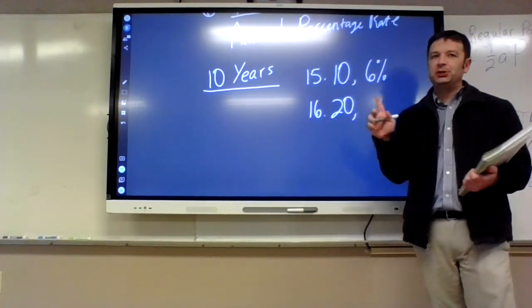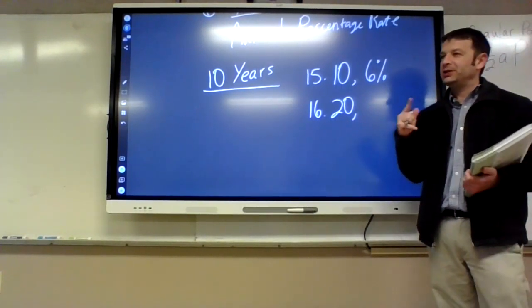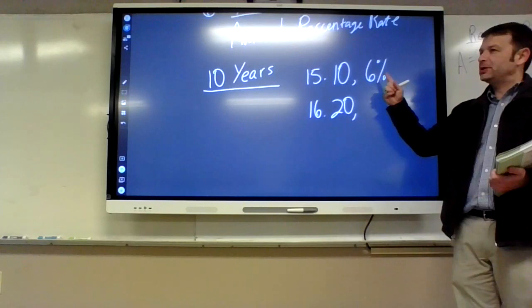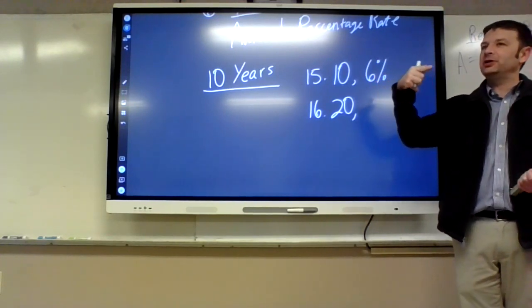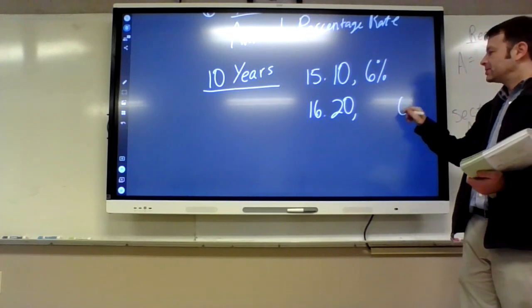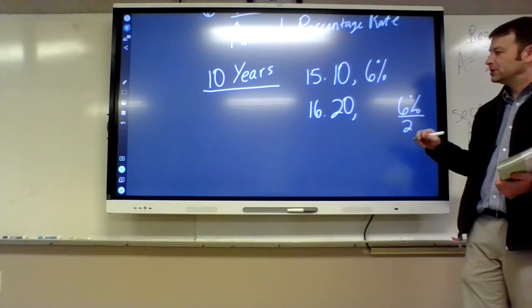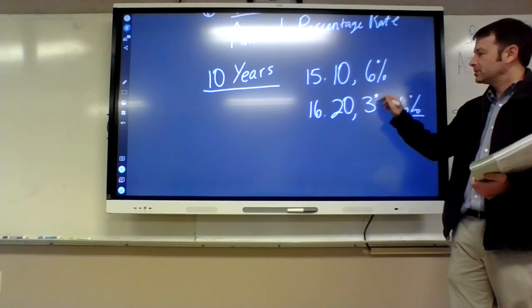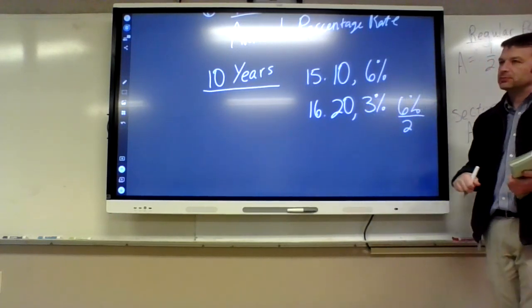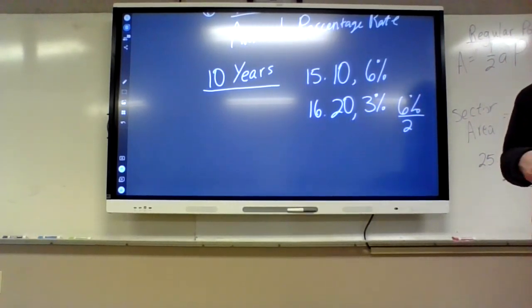But listen. If we are paying twice a year, are we going to make a 6% payment every time we pay? No, it's really 3%. It's going to be 6% divided by that 2. So it's only going to be 3%. So you make more payments, but it's a smaller percentage.